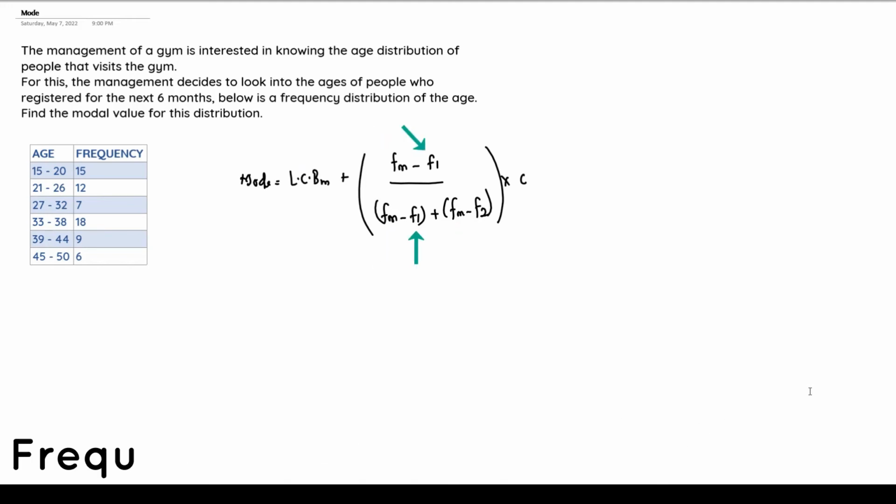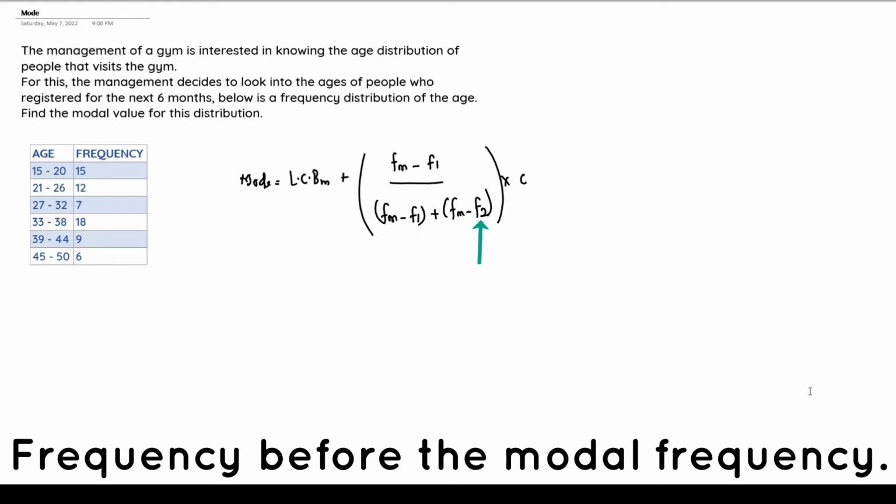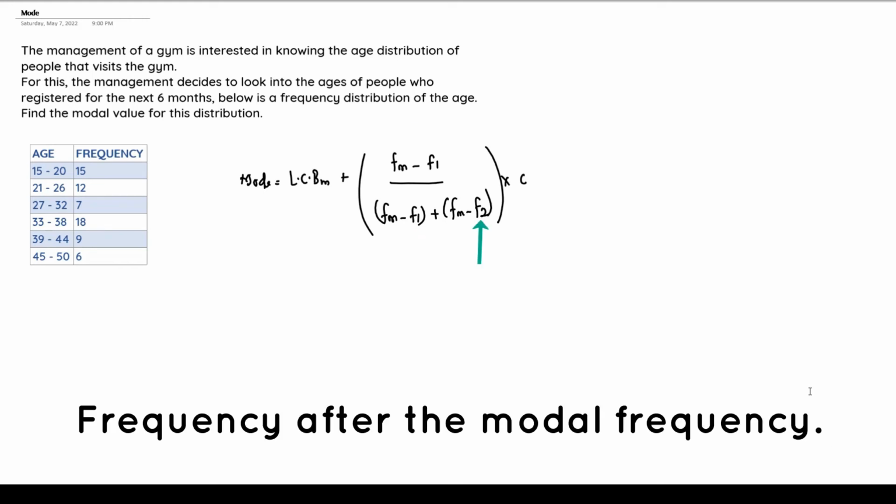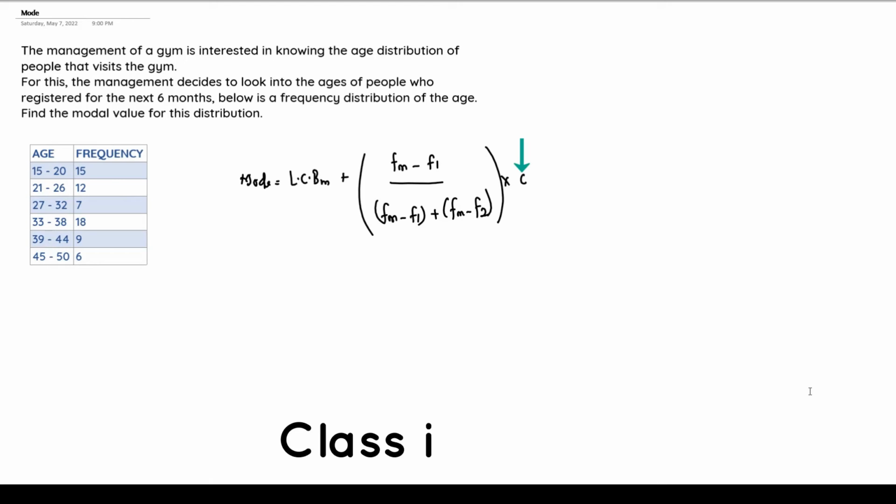F1 represents the frequency before the modal value, F2 represents the frequency after the modal value, and C represents the class interval. So it simply implies that if you are trying to extract the details from our frequency table, all we actually need is just the class boundary. So let's try to sketch that.